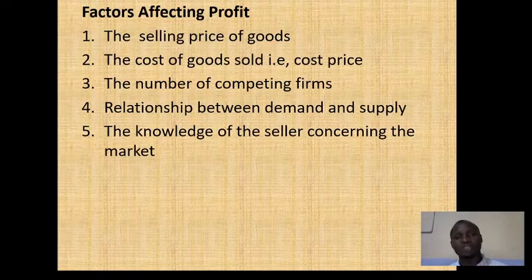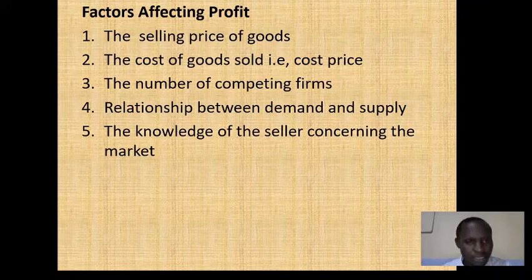Then the relationship between demand and supply. Remember in economics we said that the higher the price of a commodity, the lower the demand. On the other hand, the higher the price, the higher the supply. So the price in this case tends to determine demand and supply.